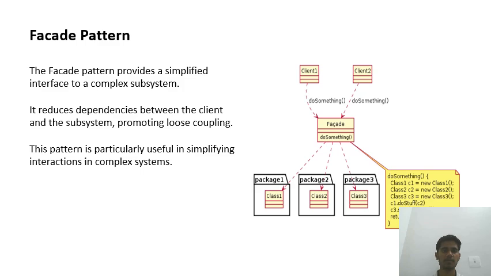Facade pattern. The facade pattern provides a simplified interface to a complex subsystem. It reduces dependencies between the client and the subsystem, promoting loose coupling. This pattern is particularly useful in simplifying interactions in complex systems.